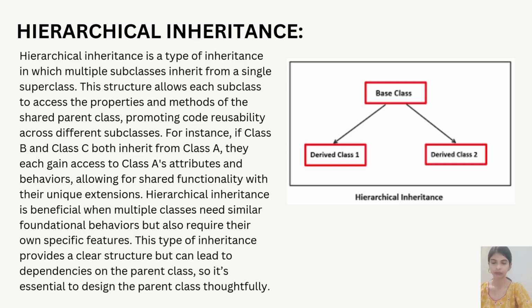We have a block diagram which gives a clear look at that. We have a base class and two derived classes, which means it can have only one base class and it can have two or more subclasses.